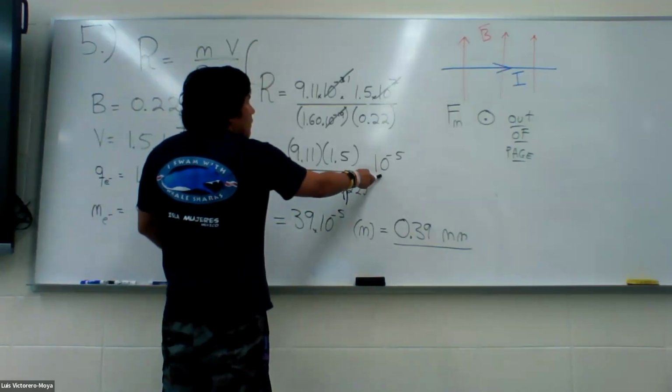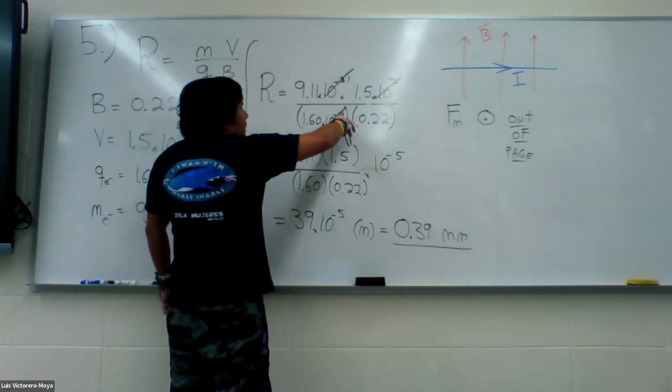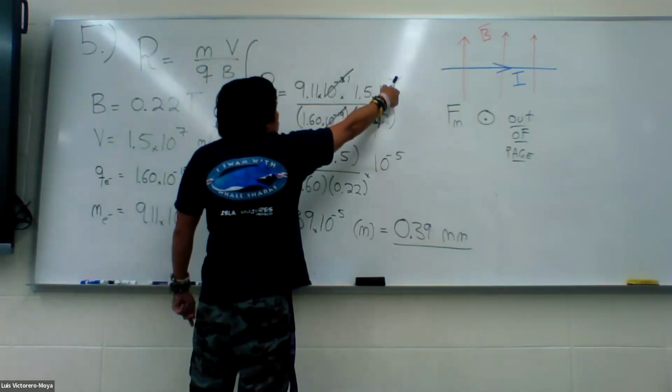Wait, Professor. Where does the 10 to the power negative 5 drop? 10 to a negative 19 goes up a step. Yeah, no. For the final answer, you say 39 times 10 to a negative 5. Shouldn't it be 0.39 millimeter times 10 to the power negative 5 as well?